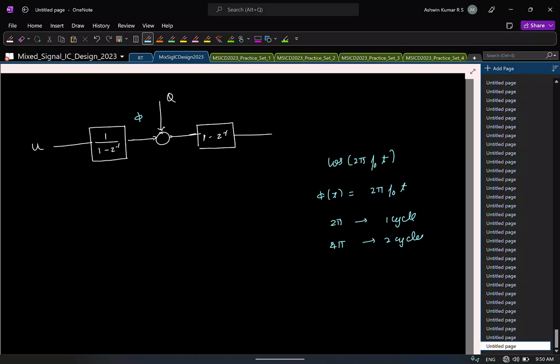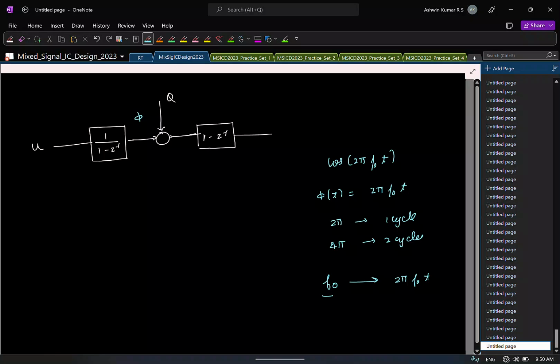Hold on. Here this is the phase, right? Here what is the frequency? F naught. Frequency of the signal is F naught, right? So the frequency is constant. I have a constant frequency. What is the phase? 2 pi f naught times t.